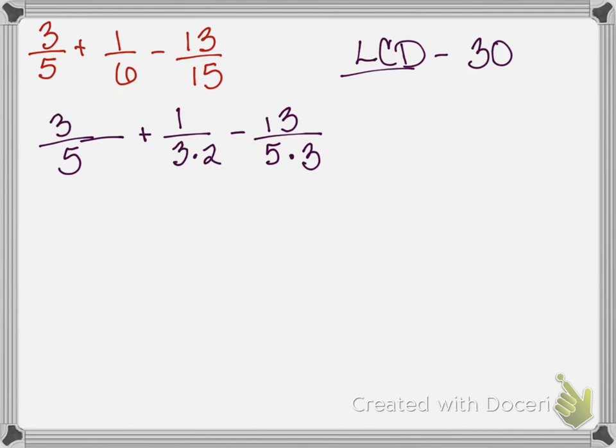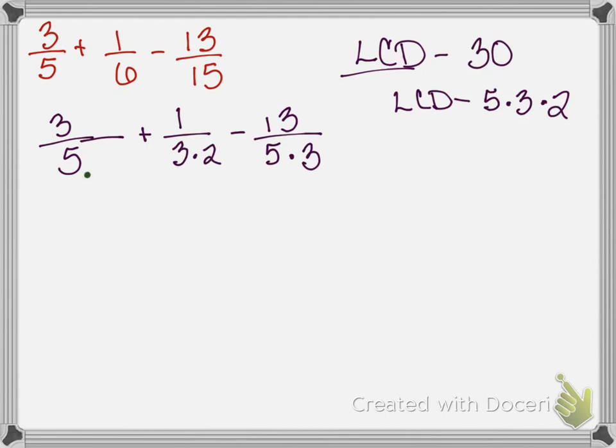Okay. Now, 30 is 5 times 3 times 2. That's how you break 30 down. So, when I'm looking at my LCD, I have to make sure that each one of these denominators is covered in my least common denominator for all 3.